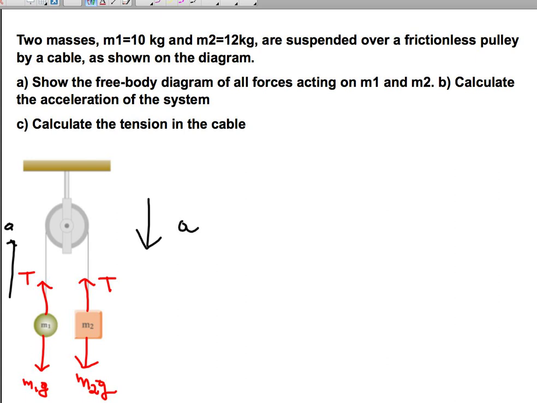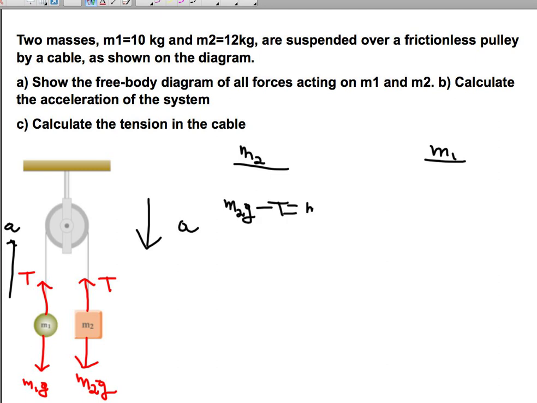Now, we know that because M2 is heavier, on this side, acceleration will be down. This mass M2 will be going down lower, but on the other side M1 will be going up. We know the accelerations of both of these are the same, just different directions. It's convenient to call the direction of acceleration the positive direction. So what we're going to do is look at all the forces acting on M2 first of all, and then we're going to look at all the forces acting on M1.